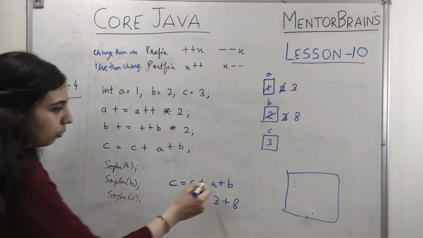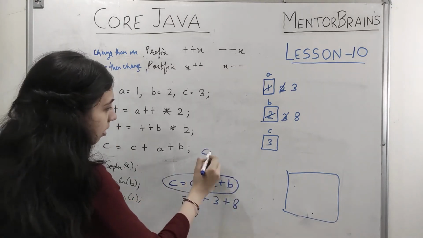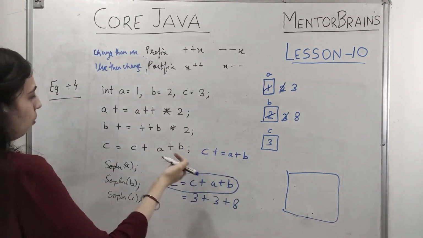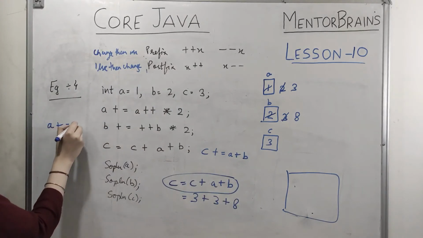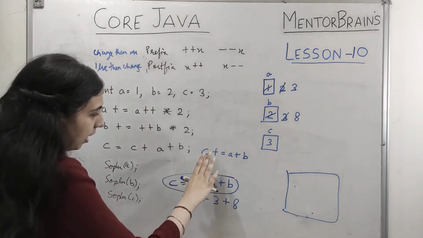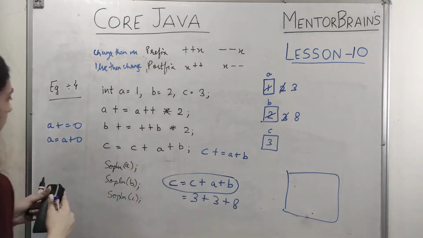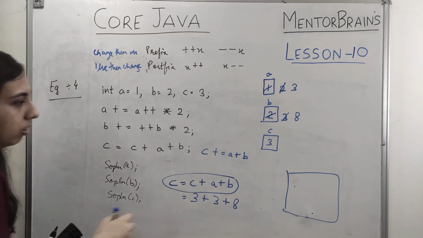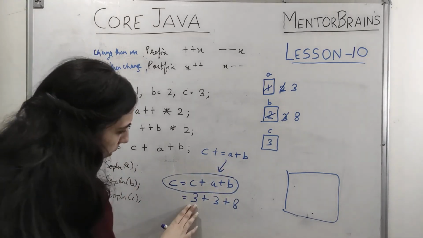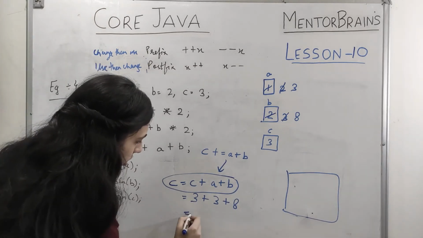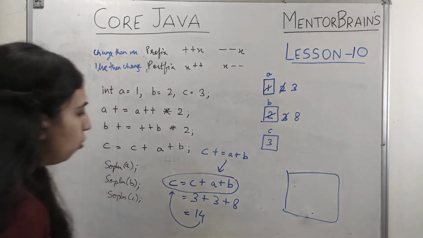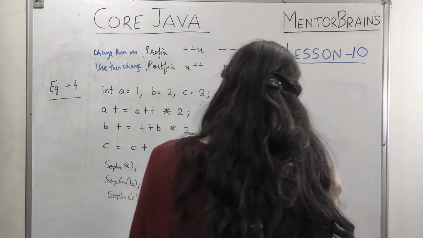And one more thing, you can write this statement as this also, C plus equal to A plus B, because we know we had done that A plus equal to 0 is equal to A equal to A plus 0. So this is just additional information that you can write this statement as C plus equal to A plus B, because this will be converting into this itself. Okay, so we have 3 plus 3 plus 8, that is 14. So 14 will be going into C. Okay, and my new value will be 14.